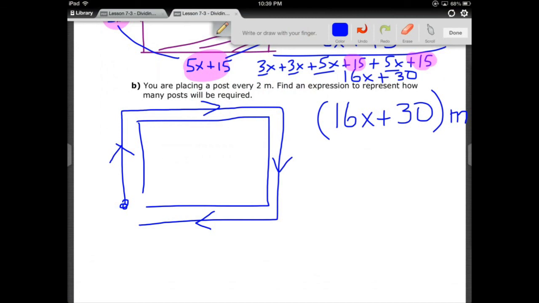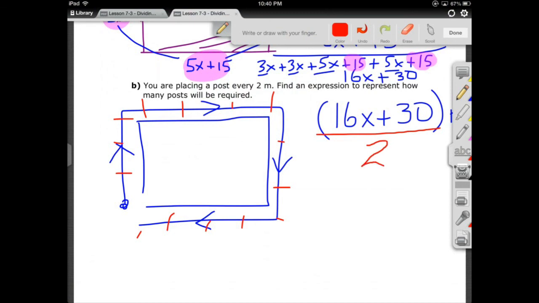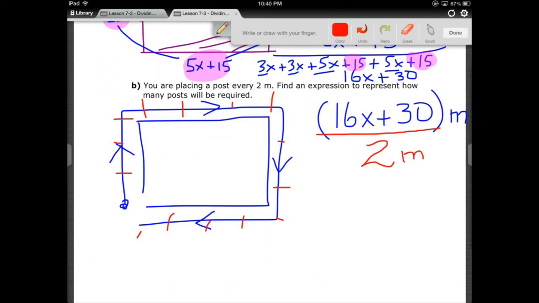Now, they place a post every 2 meters. Okay, so as I go around, I'm not counting every meter. I'm putting down a post every 2. So every 2 meters, you're going to basically put a post. You get the idea. So how many posts would that be total? Well, if the perimeter is this value, then we are going to put a post every 2 meters. And our final answer should tell us how many posts this would be.